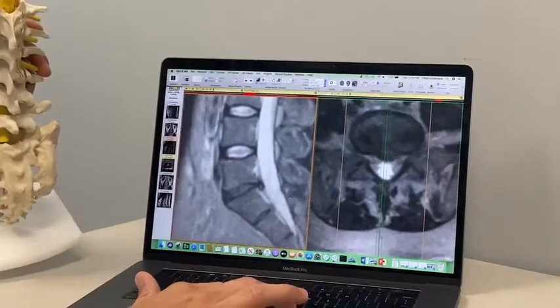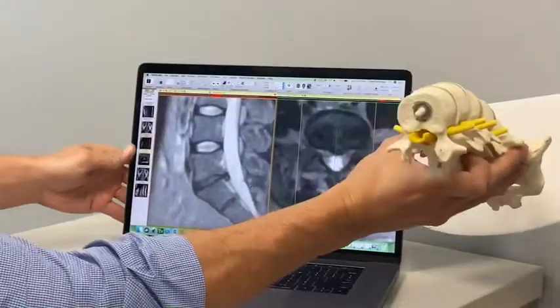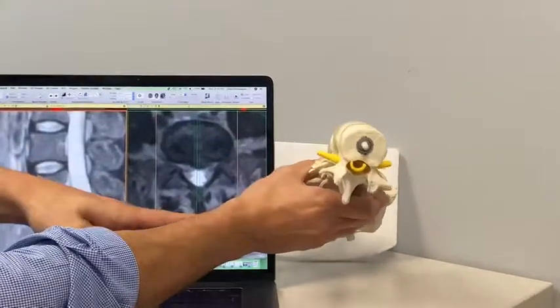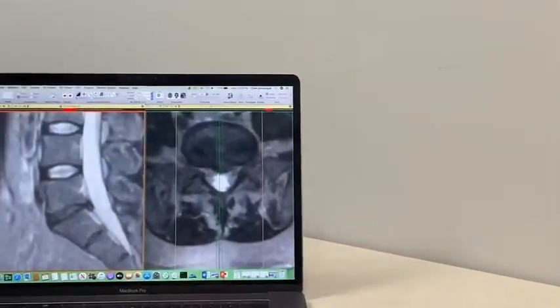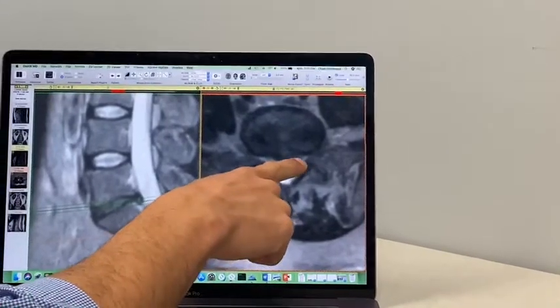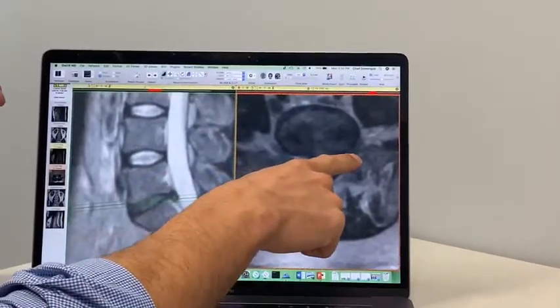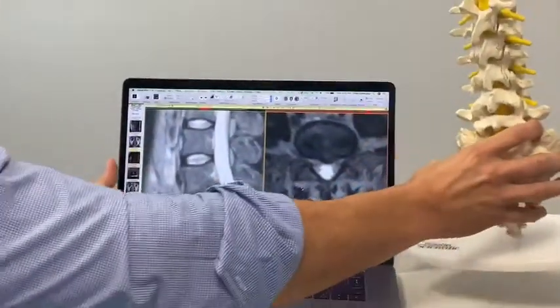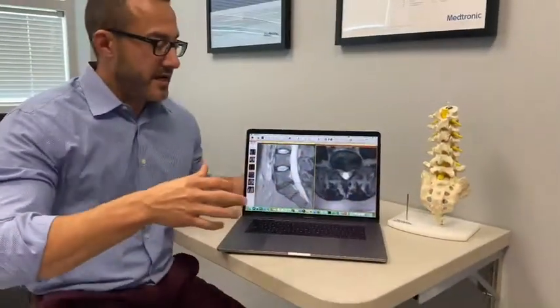This image here is what we call an axial, so it's looking down the barrel. So this would be the front side, this will be the back side. You can see there is the disc material sticking out, so here's the holes where the nerves are coming out. This patient had very classic, what we call radiculopathy symptoms. So pain in the low back, shooting down the legs, worse with coughing, sneezing, lifting, walking.